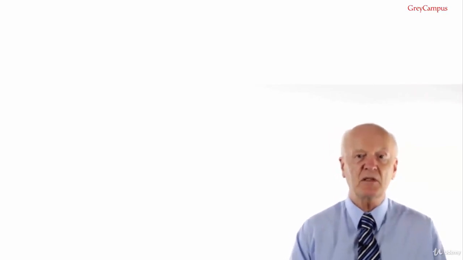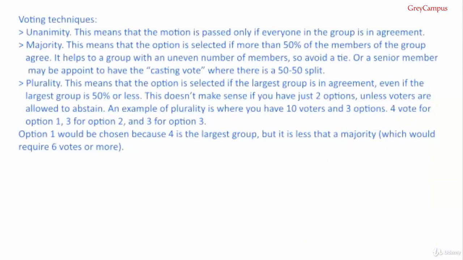Now back to voting. This is a common method for allowing a group to make decisions even if there is a level of disagreement within the group. There are 3 common techniques which I've actually covered previously, but I do see them in the exam pretty often. The first is unanimity, meaning being unanimous. This is where everyone in the group has to be in agreement or the motion isn't carried. Majority is simply where more than 50% of the members of the group agree, and it helps to have an uneven number of members so that you don't have a tie situation, or you can appoint a senior member to have a casting vote where there is a 50-50 split.